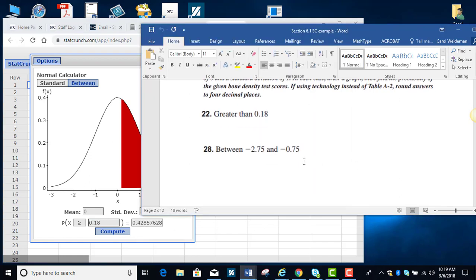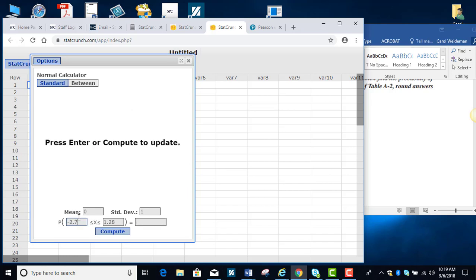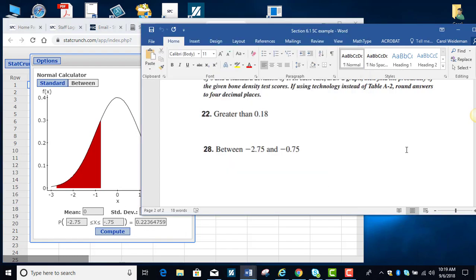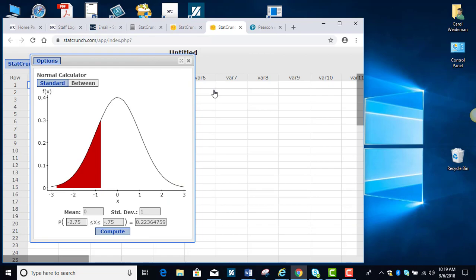And then between negative 2.75 and negative 0.75. So again, I'm going to click over to my between option, and I want to go negative 2.75 and negative 0.75 and compute. And that will give me the area in between, which comes out to be 0.2236. And those were the problems I selected to show you using the normal calculator tool in StatCrunch.